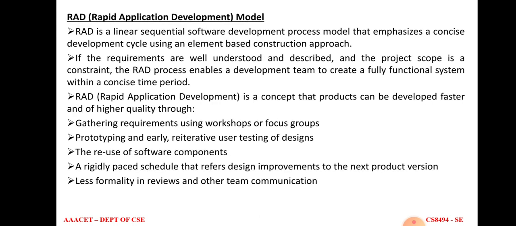So that is all about the incremental model. The second model is RAD, the rapid application development model. In the word sense, it is rapid growth. It delivers the software product in small pieces, similar to the incremental or iterative model. Rapid application development is a concept where products can be developed faster, and it can achieve higher quality by doing the following steps.